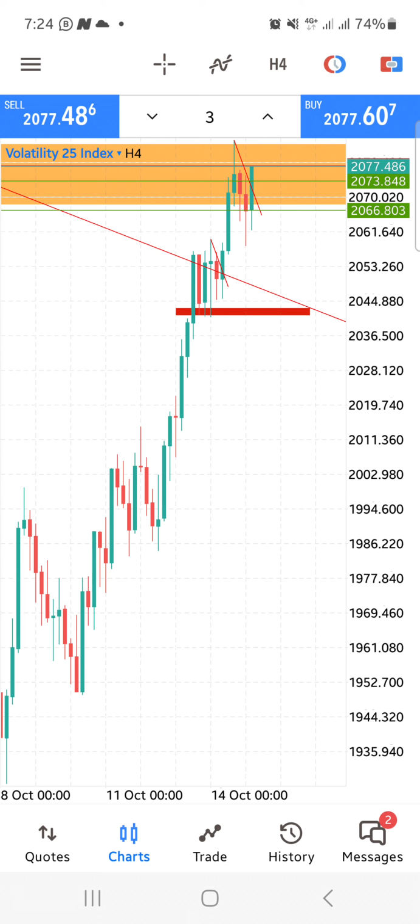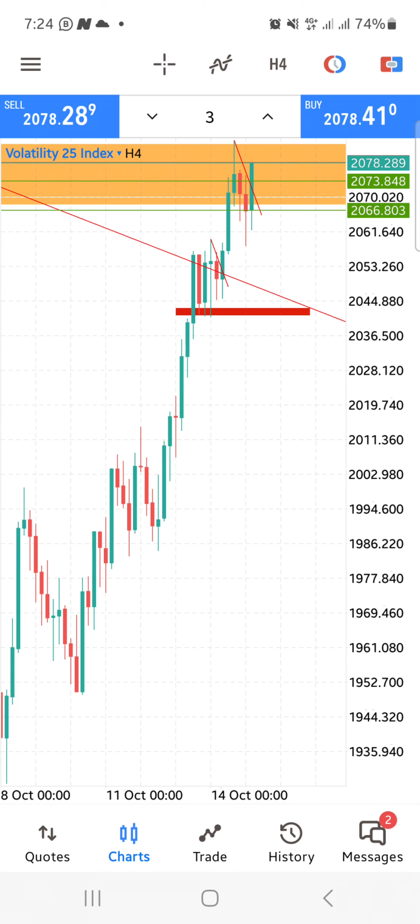Then when you come and test it, it will now be a resistance level, based on his strategy. When a support level is broken and retested, it becomes a resistance zone, as well as a resistance zone being broken and retested. Come back and test, where the market is going, it becomes a support level.